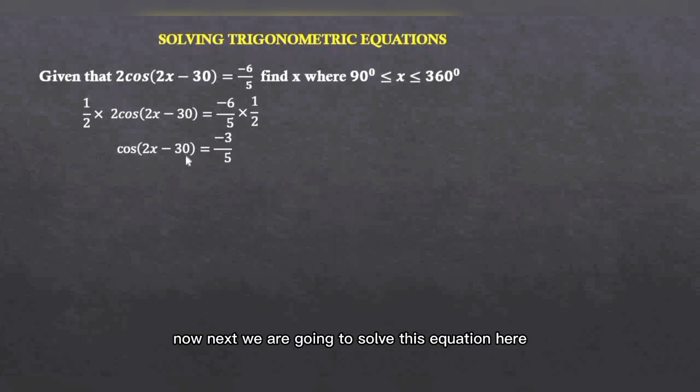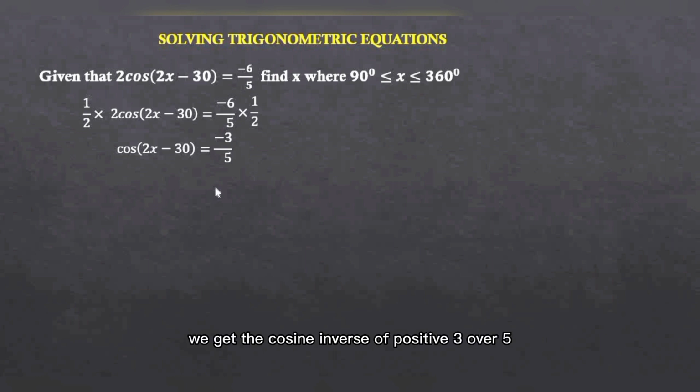Now next, we are going to solve this equation here. We are going to determine the values of x that satisfy this equation for this given range. And we are going to use the unit circle, particularly to interpret the sign here, whether it's positive or negative. For our case it is negative. And before we use the unit circle, we are going to ignore the negative sign so that we are able to get the acute equivalent of 2x minus 30.